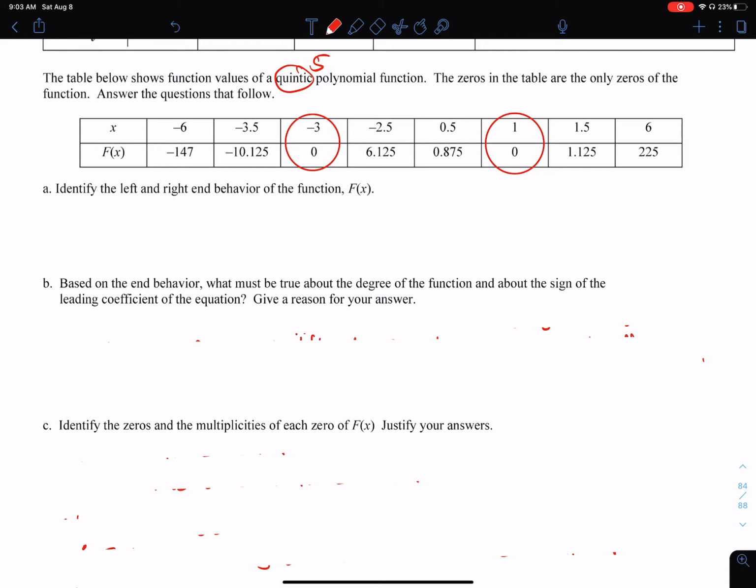Now, is there a way for me to determine right now if these are the only zeros, whether these are even or odd? Well, on the left of negative 3, the y values are negative. On the right of negative 3, they're positive. So here we are crossing the x-axis. So this is an odd multiplicity. Here at 1, it's positive on the left and positive on the right. This is an even multiplicity.